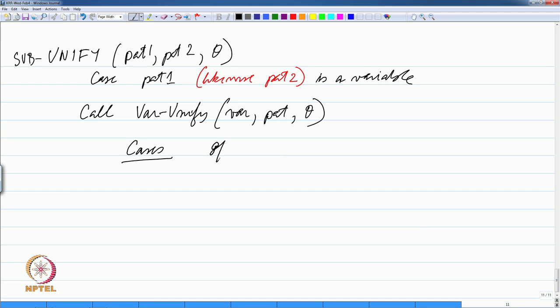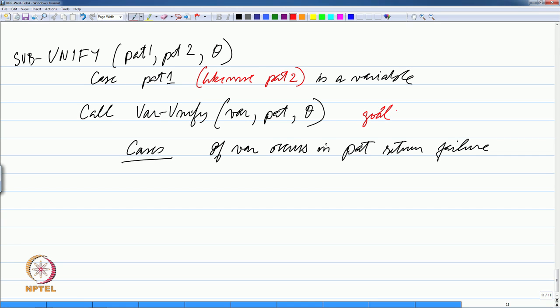If variable occurs in pat, return failure. I will just state it today. In the next class, we will look at an example and we will probably revisit the algorithm again essentially. So, if the variable occurs in pattern, which means somewhere inside the pattern it is there.